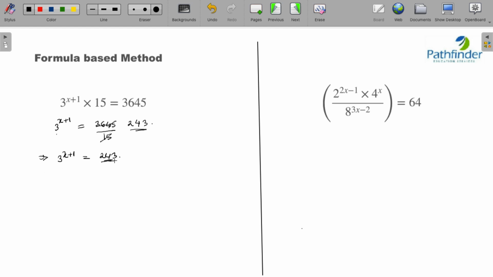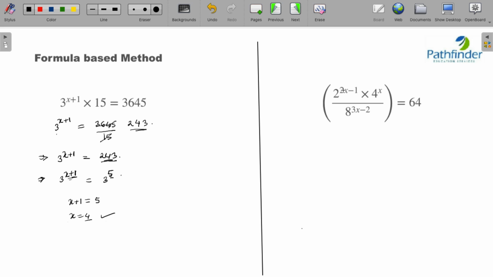Now can you write this as some power of 3? Yes, we can. 243 is nothing but 3 to the power of 5. Which means if the bases are the same, the indices must be equal. So x plus 1 must be equal to 5, so x is equal to 4. This is your answer.